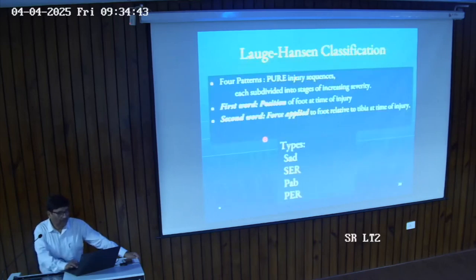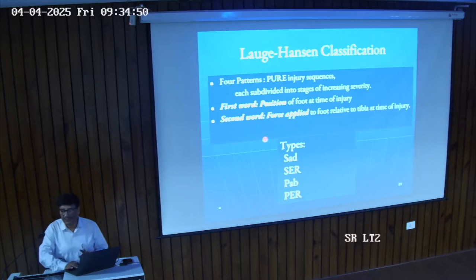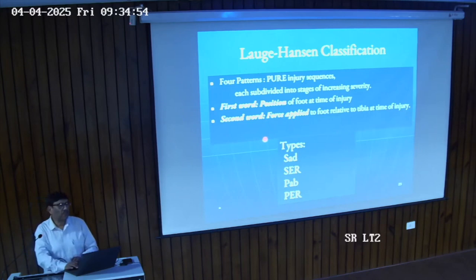So coming to the Lauge-Hansen classification, this has 4 primary patterns of injury. These are described as supination adduction, supination external rotation, pronation abduction, and pronation external rotation.